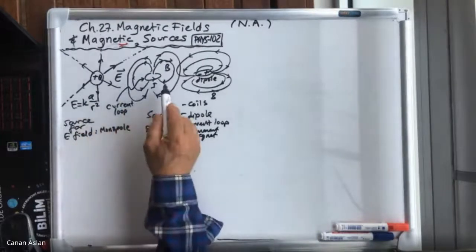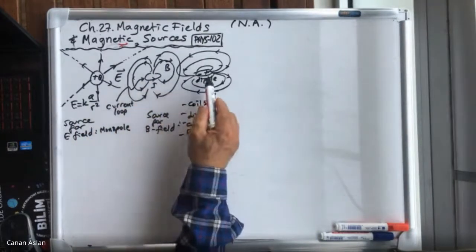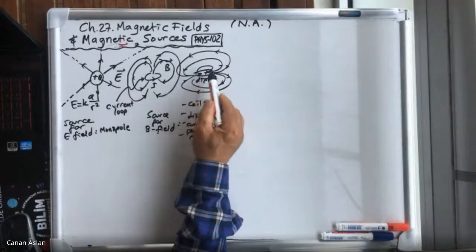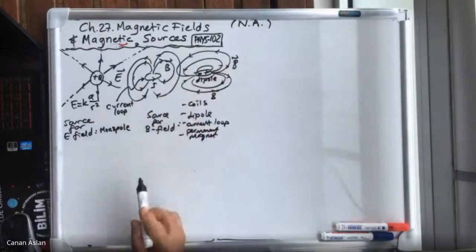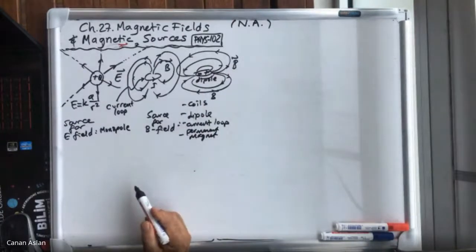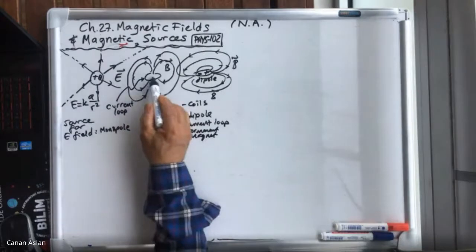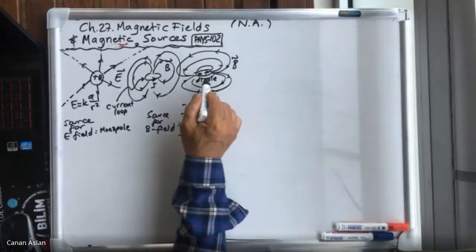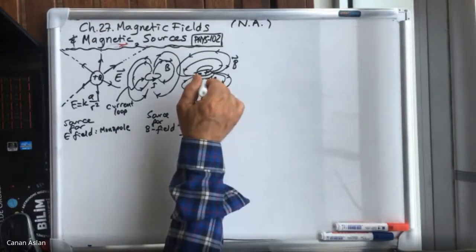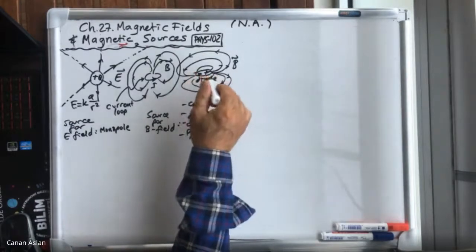But similarly, if there is a current loop or maybe a dipole, the magnetic fields are also created. But in order for the magnetic field to be created, you need some kind of current or a dipole. So the smallest unit of the magnetic field is the dipole.